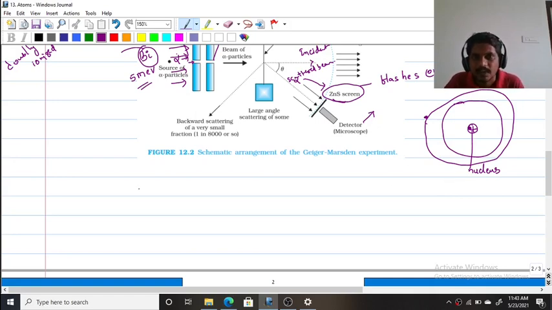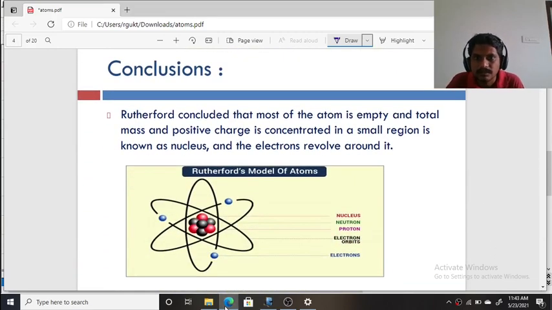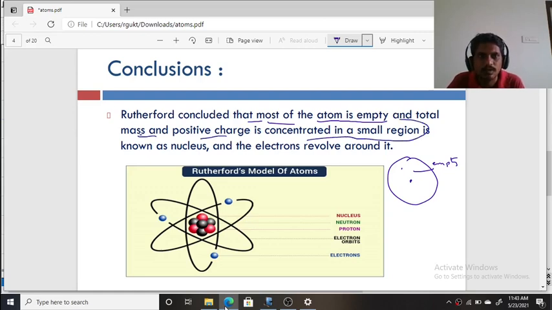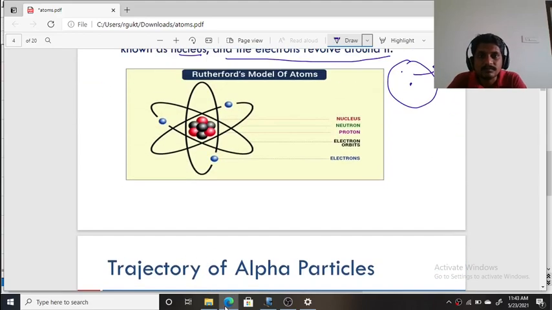I'll write the experimental observations, or conclusions actually. What are the conclusions of the Rutherford alpha particle scattering experiment? Rutherford concluded most of the atom is empty. The total mass is concentrated in a very small region, and the remaining space is empty. There exists a huge empty space inside an atom, and the total mass and positive charge of an atom is concentrated in a small region known as the nucleus, and electrons revolve around it like a planet revolving around the sun.